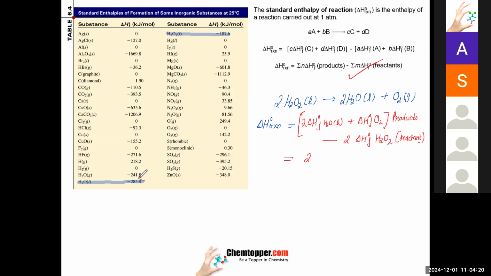Water liquid. O2. Who is going to tell me about O2? O2 is the delta H naught formation value of O2, a pure element. Yes, Keshav, very good. 0. Minus 2 times H2O2.